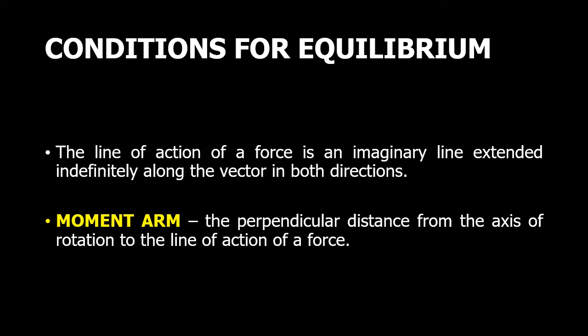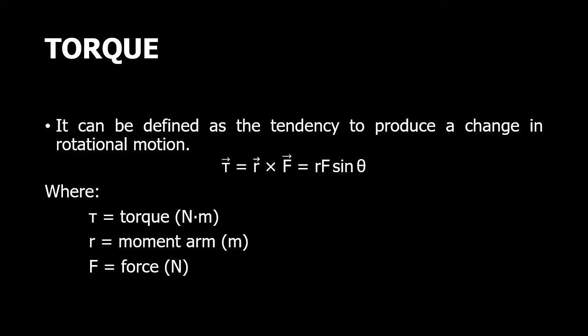Let us now define moment arm. Moment arm is the perpendicular distance from the axis of rotation to the line of action of a force. So that's the perpendicular distance. Next, let us now talk about torque. Torque is defined as the tendency to produce a change in rotational motion. So we are talking change in here.